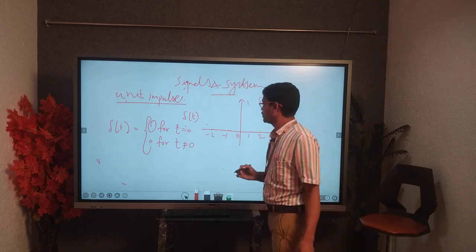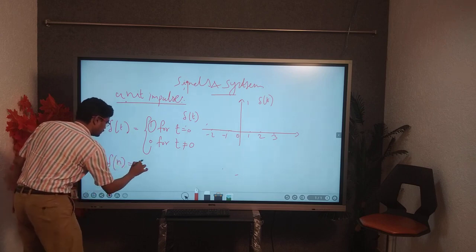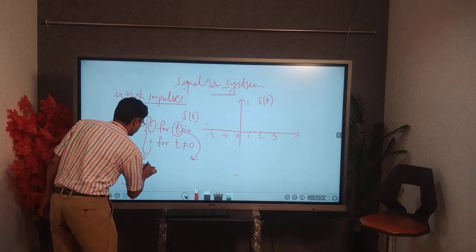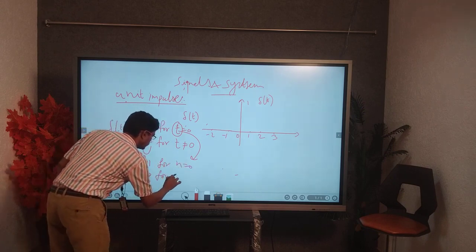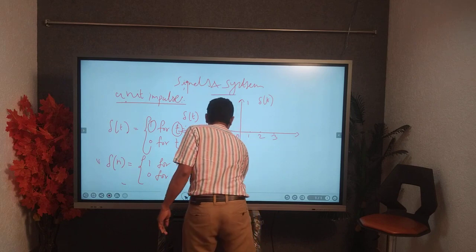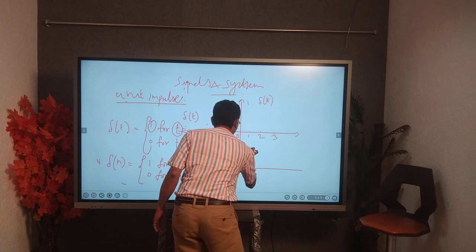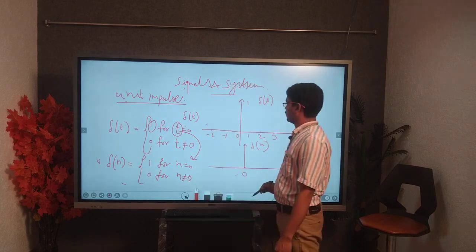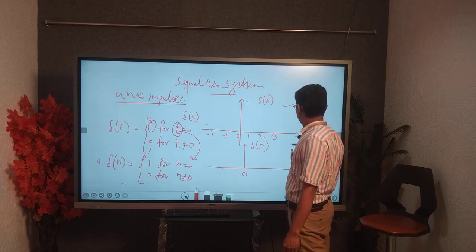And this can be represented for discrete time also, that is delta of n. The only change is that in place of t we take small n: it is 1 for n equal to 0, and 0 for n not equal to 0. The same is repeated, and at 0 the value will be 1. This is the discrete impulse that can be defined, and the pictorial representation can be shown as these two.